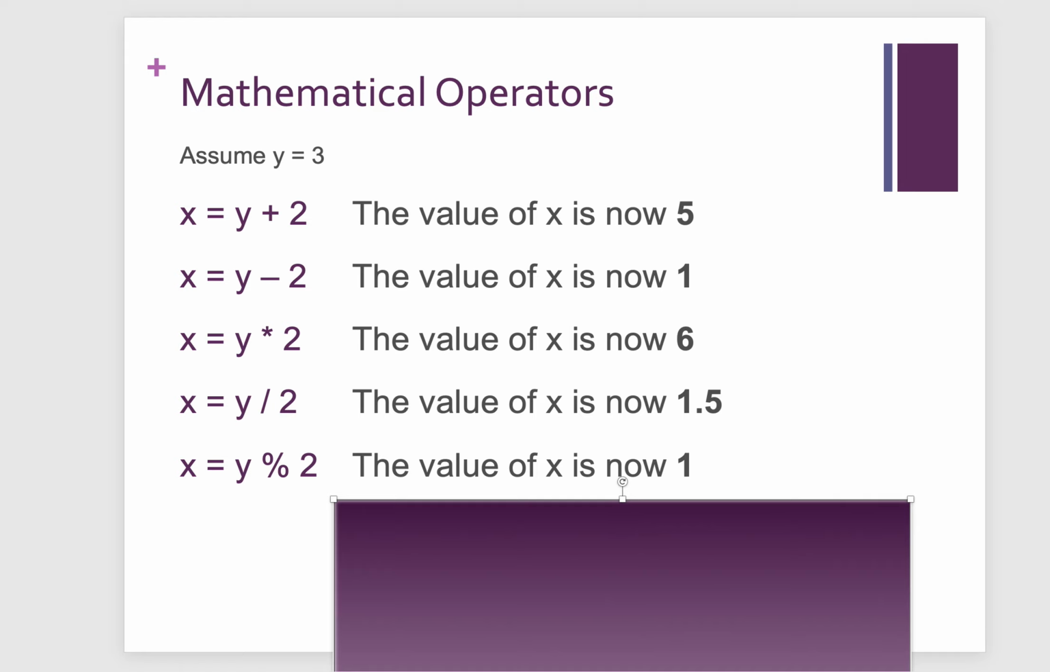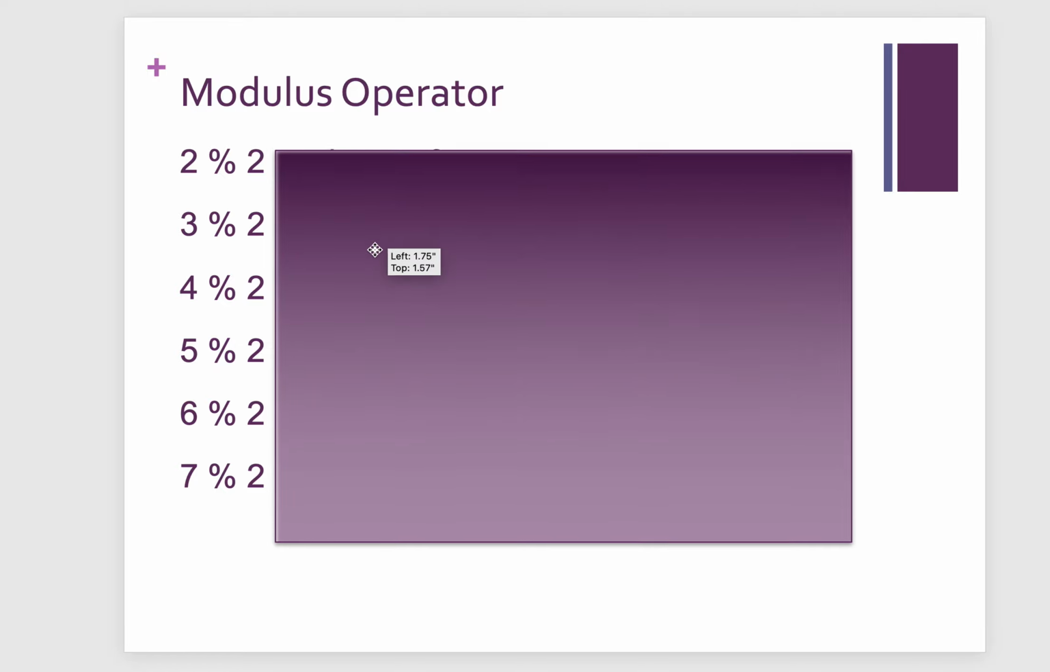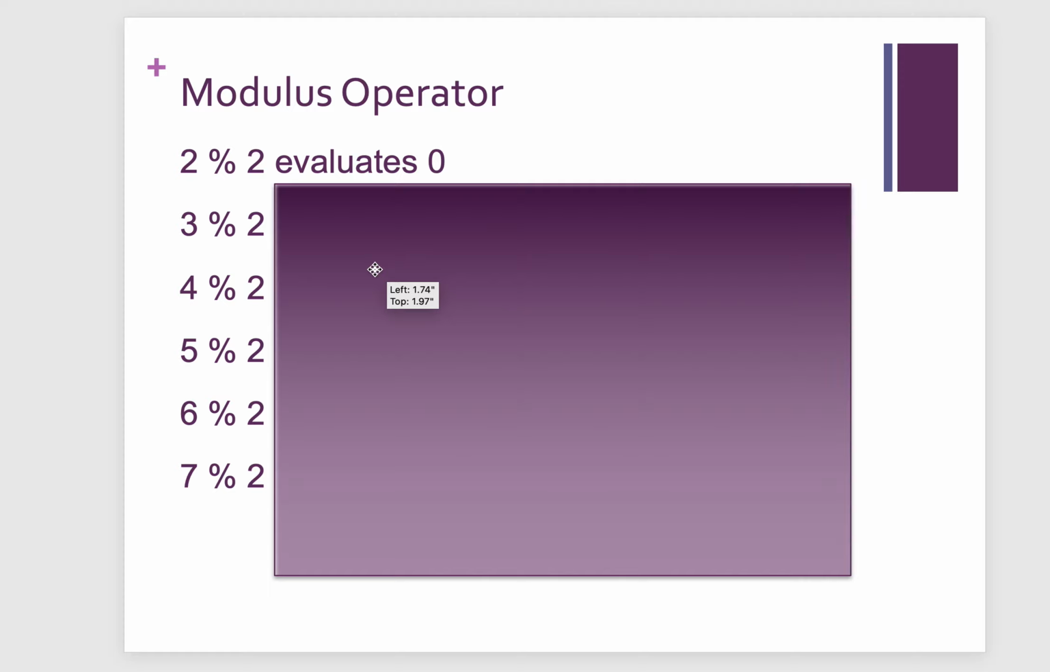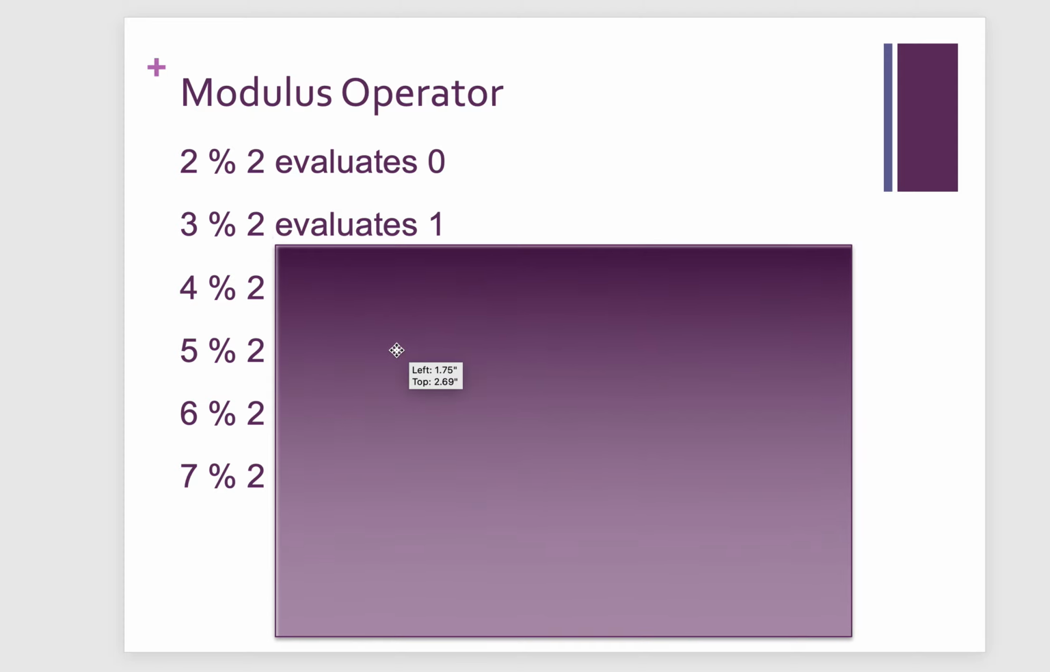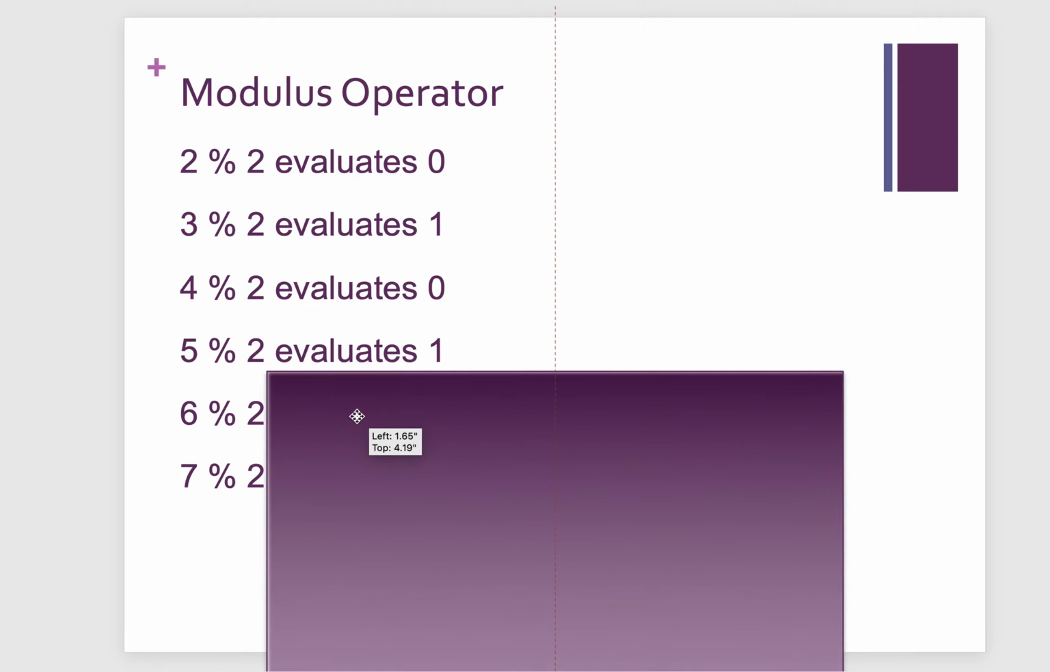Now, why do we use the modulus operator? Well, let's take a look at this example. Here we have 2 mod 2. That answer is 0 because there's no remainder when you divide 2 by 2. 3 mod 2, well, we just answered that question in the last problem. That's 1. And then if we have 4 mod 2, it goes in an even number of times, so there's no remainder. 5 mod 2, it goes in 2 times with 1 left over, so 5 mod 2 evaluates to 1.